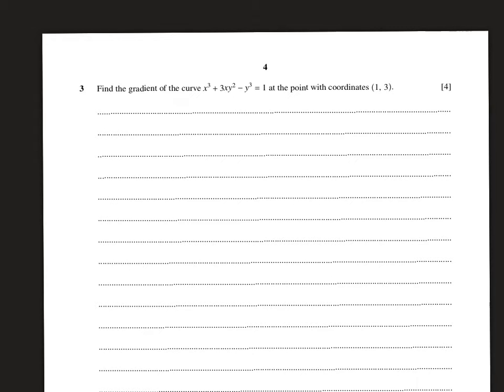Okay, so now we are going to solve question number 3, which states: find the gradient of the curve x cube plus 3xy squared minus y cube equals 1, at the point with coordinates 1 and 3. So we have this expression, and you should have realized this is an implicit equation. That means x and y are intertwined, and it's not easy, or sometimes possible, to separate x from y. But we don't need to worry, we can still find the derivative.